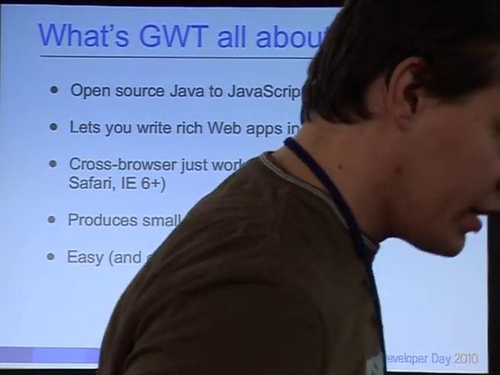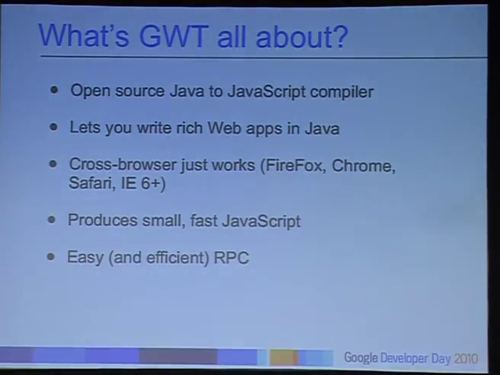So it's a Java to JavaScript compiler. Now, why would you want to use that? We'll look at that in just a minute here. It lets you write rich web applications in the Java language. Also, GWT allows cross-browser code to just work. How many people like writing JavaScript that's specific to each browser? Right, me too. That's why I use GWT. It produces very small and fast JavaScript, and we'll talk about some of the optimizations that the GWT compiler makes a little bit later. And GWT also gives you a very easy and efficient mechanism for remote procedure calls to communicate with the server.